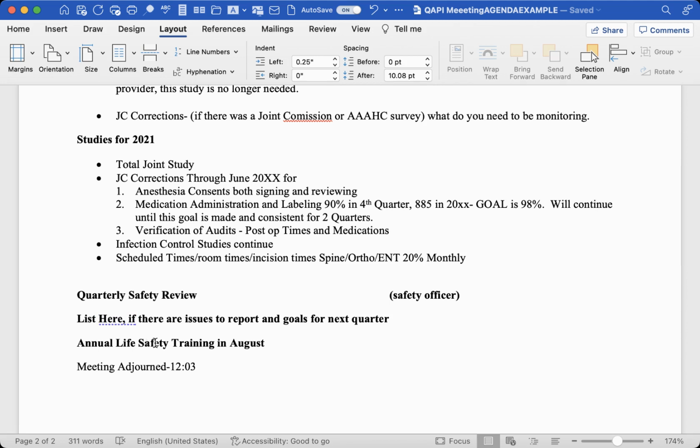Then they also mentioned that the annual life safety training will be coming up shortly, and then the meeting is adjourned. This was a very brief and concise overview of what a QAPI meeting looks like. Like I said, you could structure your meeting any way that you want that would work for you and your team. But this here was just an example that I thought might be helpful for someone who was not familiar with the QAPI meeting. Hope this helps.